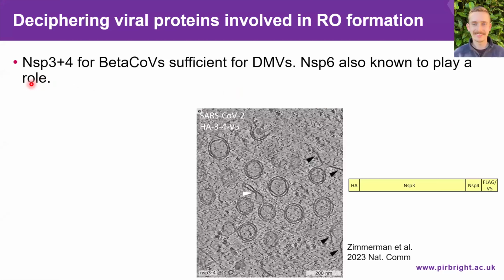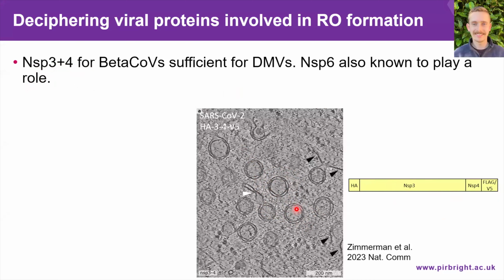For the beta coronaviruses, it's been characterized that expression of NSP3 and 4 alone is sufficient to make DMVs. Here we have expression of an NSP3/4 cassette from SARS-CoV-2, and that makes some beautiful double membrane vesicles, and these even have a pore that has been imaged by cryotomography.